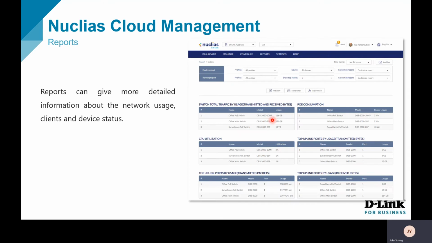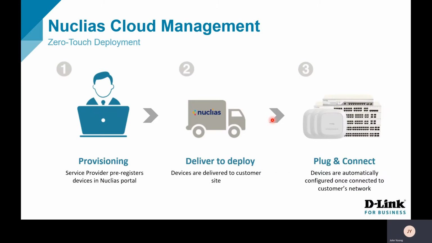Next, we also have the reports. The reports can be generated through email or downloaded through Excel. So it's very good. With Nuclias Cloud, remember, everything the MSP does during the pre-configuration, they can set the SSID and the password for the customer. Then after that, pass it to the customer. The customer just plugs and plays very easily. All the settings will be pushed down through the cloud.